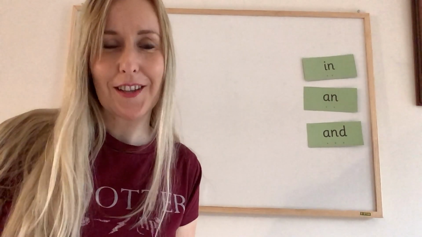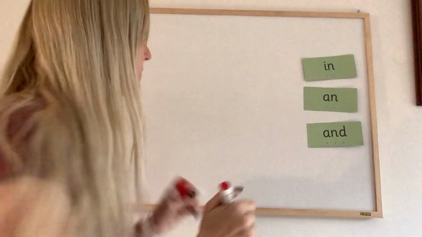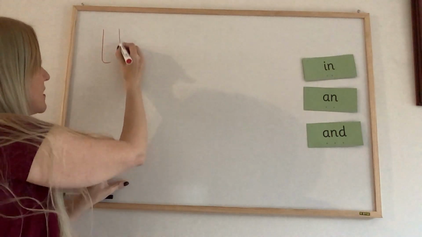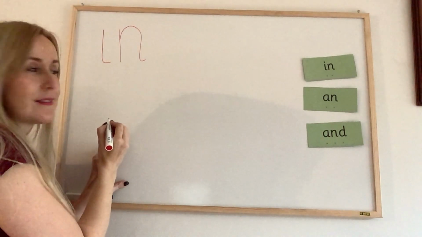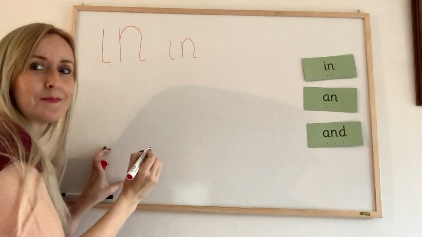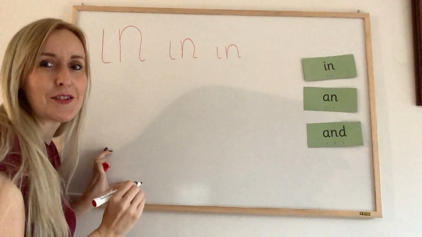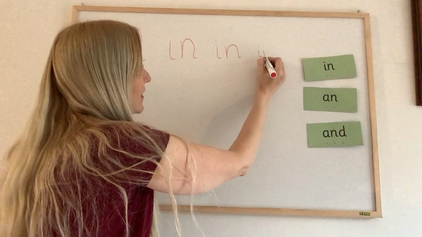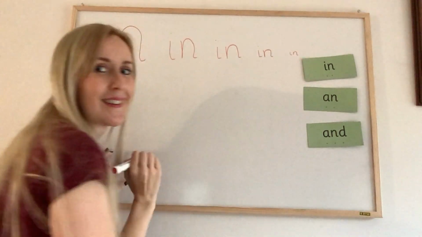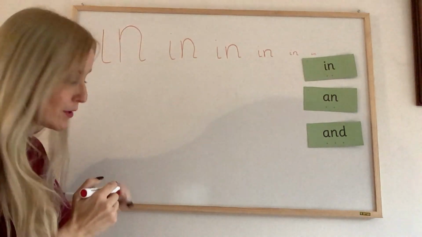We're going to do some coloured writing now, and we're going to start big and get smaller and smaller. I'm going to start with my red. I'm going to start up here nice and big. In. And then I'm going to do it smaller. In, and then smaller. In. Do you think I can get any smaller? In.